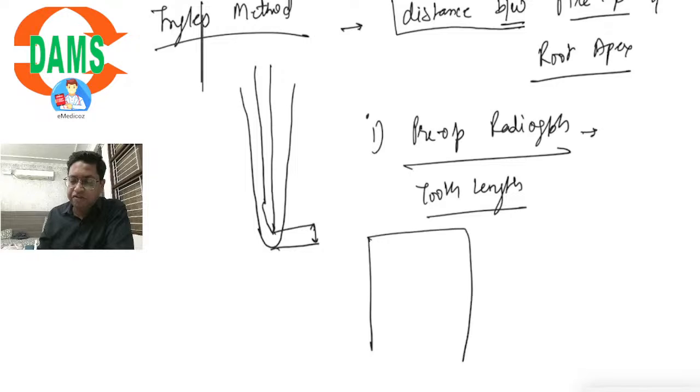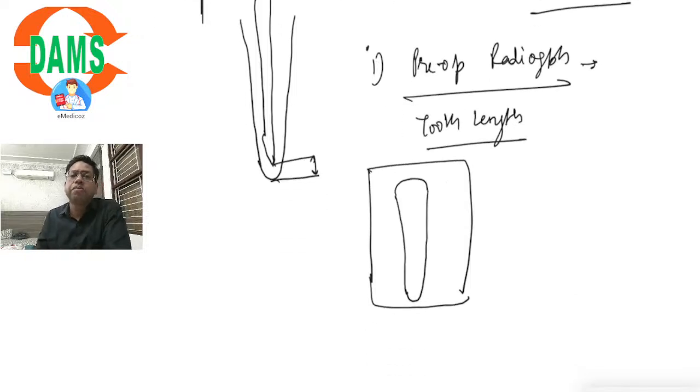Suppose this is the preoperative radiograph of a particular tooth into which we are planning to do root canal. This is how the tooth appears on the radiograph. From this coronal reference point to the root apex, we would measure the tooth length completely. Complete length of the tooth is measured on the preoperative radiograph. And this length, just to give an example, is 21 millimeters, means the length from the coronal reference point to the terminus of the root radiographic apex is 21 millimeters.